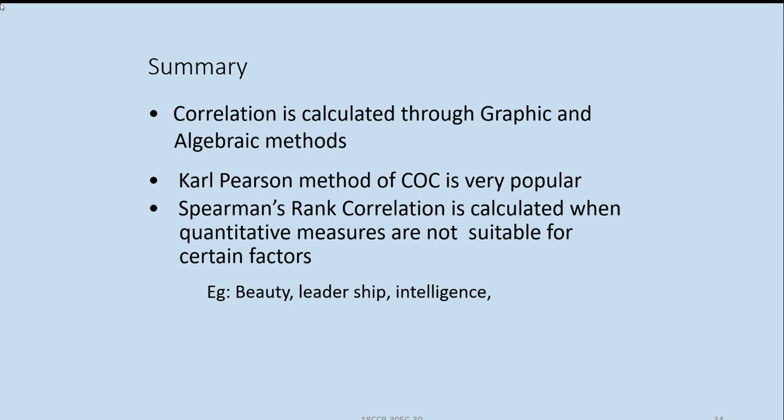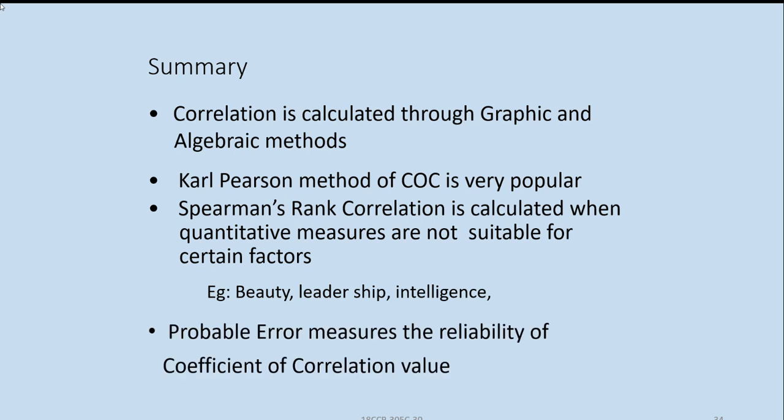Things like beauty, leadership, intelligence, we cannot measure in mathematical values. They are only assumptions, only presumptions. So we cannot calculate the correlation for all this, but Spearman has given us a method for calculating it. Probable error measures the reliability of the coefficient of correlation value. So after calculating the probable error, we can say whether the correlation is significant or not.